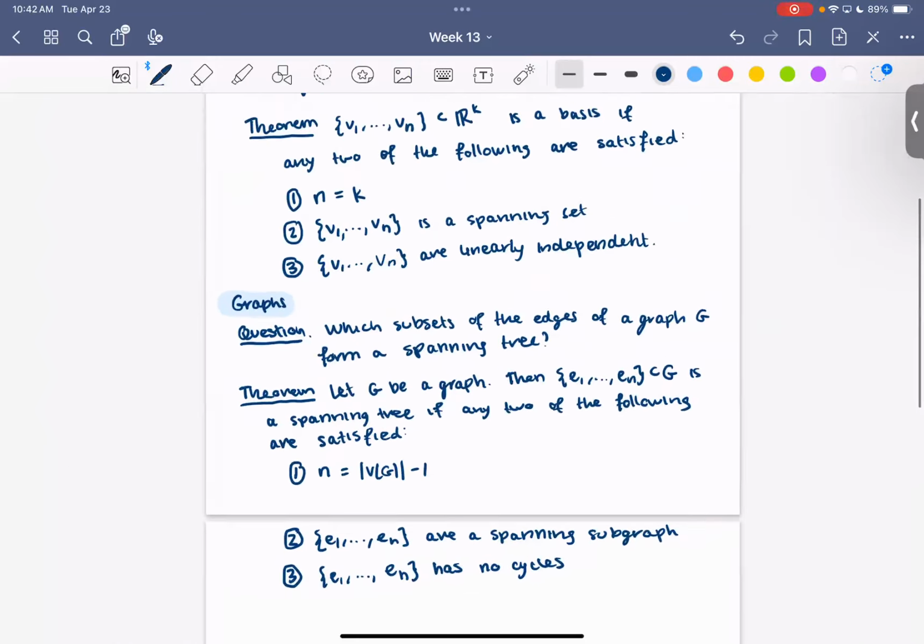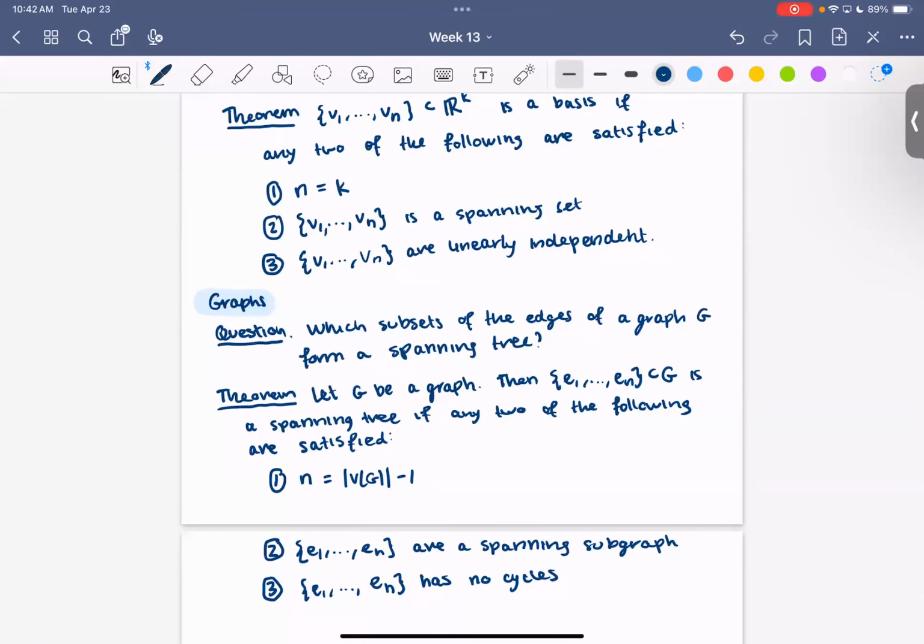So the observation here is that these two theorems are very similar, that somehow whether or not vectors form a basis and whether or not the edges of a graph form a spanning tree, that these are somehow similar questions with similar criteria. And that maybe there's some kind of unifying structure that will explain why these two theorems look so similar to each other. Okay, are there any questions about the two theorems so far?